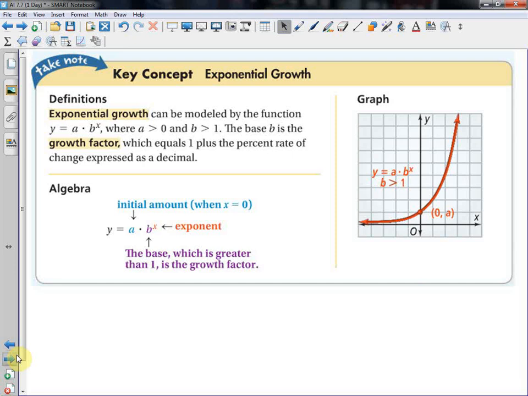Okay, so exponential growth is an exponential graph, but it's talking about the growth of some type of population. That could be human population, animal population, money population, germ population, basically anything that you can count. So it has the exact same formula as before. The only difference is there's some restrictions. One, A has to be positive, B has to be bigger than 1. The base, or B, is called the growth factor, which is 1 plus the rate of change.